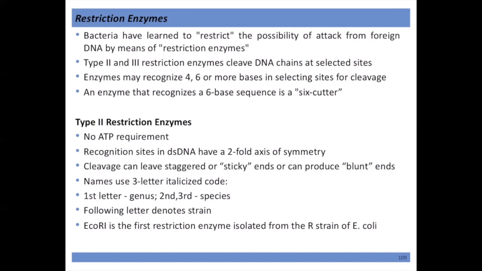So for example, EcoR1 is the first restriction enzyme isolated from the R strain. So that's where the R and the 1 come from of E. coli. And so the E comes from the E and the co from the coli. There we go. Okay, so when we talk about that they have a twofold axis of symmetry, we need to introduce you to a palindrome.